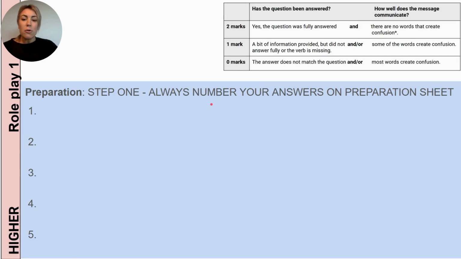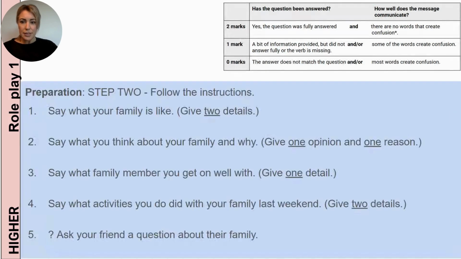Step number 1, always number your answers on the preparation sheet. So as soon as you sit down, grab your piece of paper, your pen, and do 1, 2, 3, 4, and 5. It doesn't matter what your teacher says. You know the order, so don't think about the question. Just read what you prepared, okay? Now, step number 2, follow the instructions.